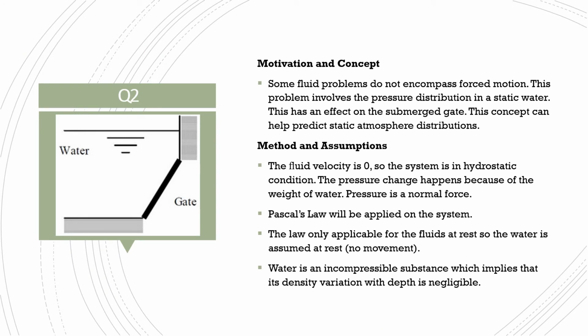A surprising thing about fluid problems is that some of them do not encompass forced motion. This problem involves the pressure distribution in static water, which in turn has an effect on the submerged gate. This concept can help in predictions of static atmosphere distributions. The assumptions and the method that is going to be used: the fluid velocity is taken as 0, so the system is in a static condition. The pressure change happens because of the weight of the water, and the pressure is normally a perpendicular force.